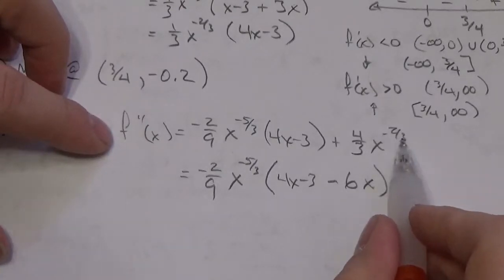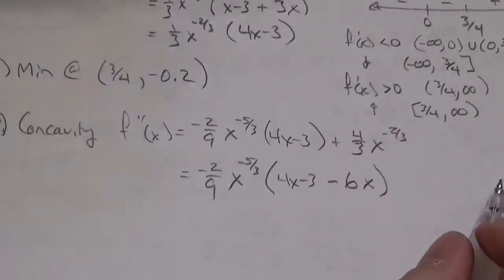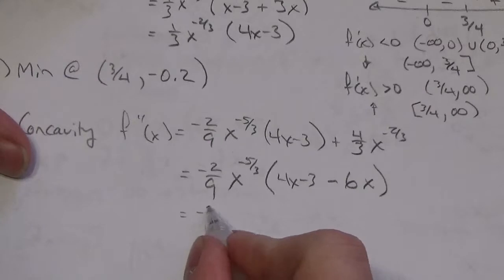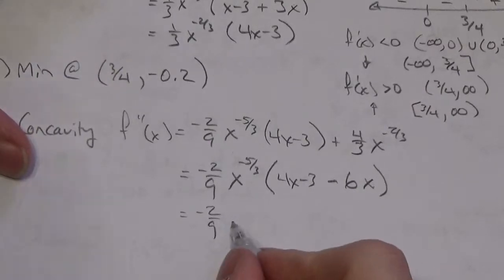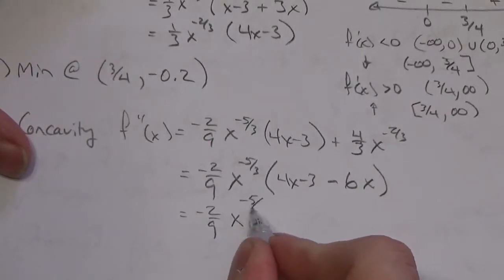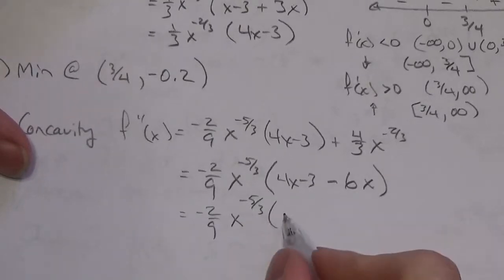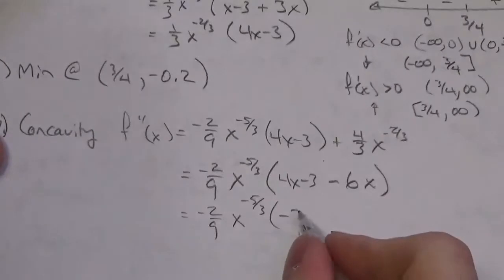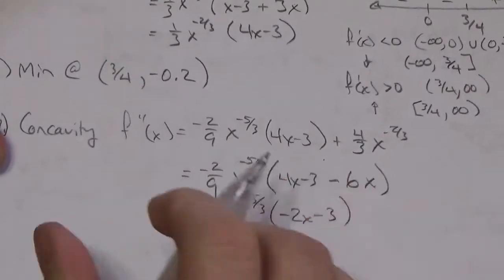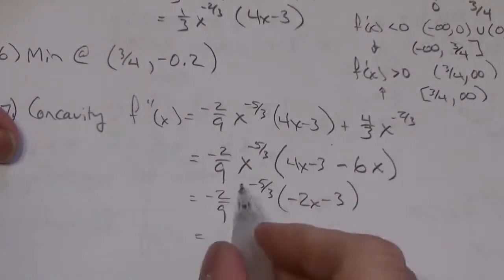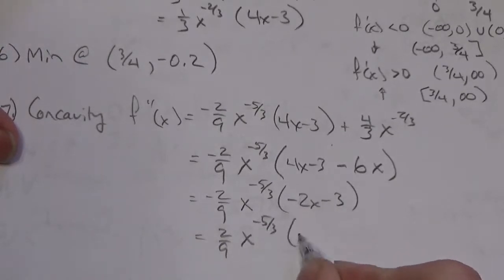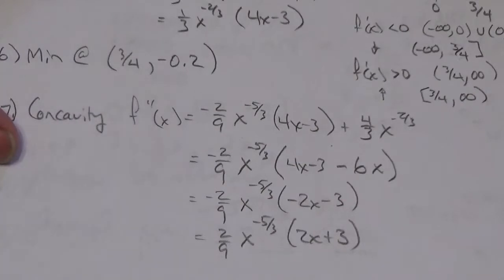So just think about that. Negative 2/3 minus negative 5/3. It's basically going to be negative 2/3 plus 5/3, just x. So negative 2/9 x to the negative 5/3, and that's going to be negative 4x minus 6x is going to be negative 2x minus 3. I will take out the negative from that. That'll cancel up here. So positive 2/9 x to the negative 5/3, 2x plus 3.